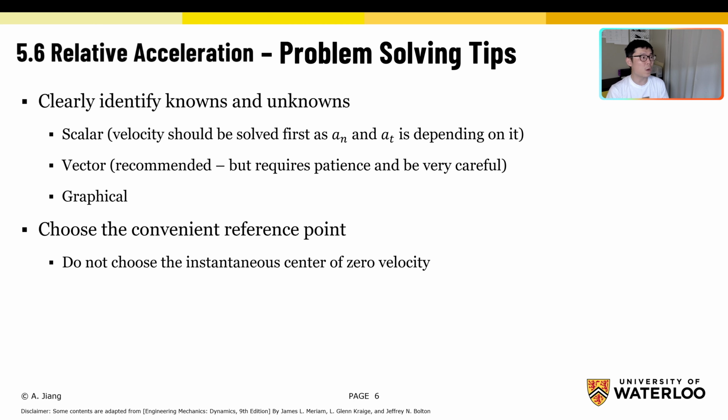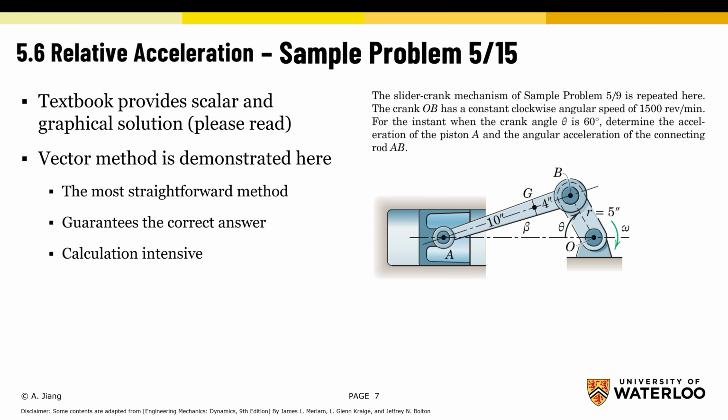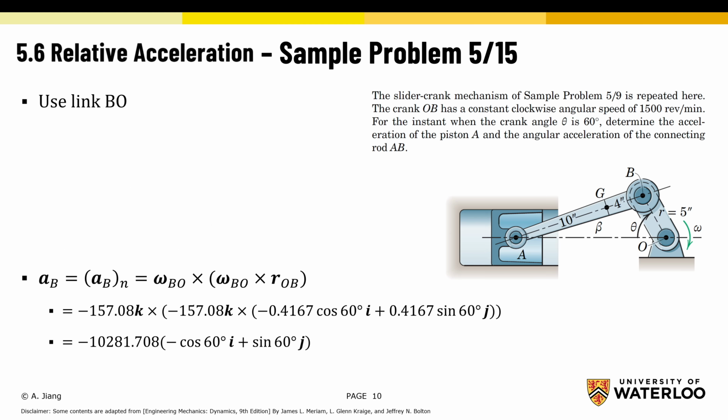Okay, I'll do one example here. This is sample problem 5/15 from your textbook. The textbook provided scalar and graphical solutions, so please read them. Here I'm going to do this using vectors, so you can see how one problem can be solved in 3 ways. Then we look at link BO.